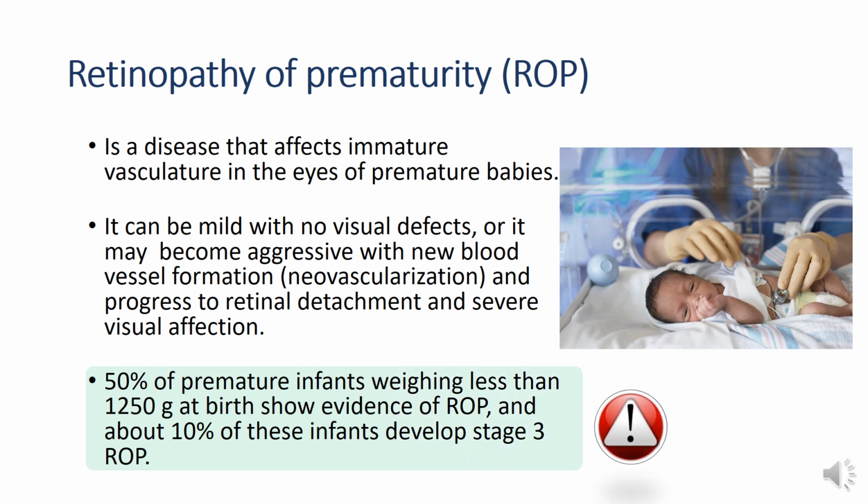50% of premature infants weighing less than 1,250 grams at birth show evidence of retinopathy of prematurity, and about 10% of these infants develop stage 3 ROP, which is a blinding condition and a sight-threatening condition.